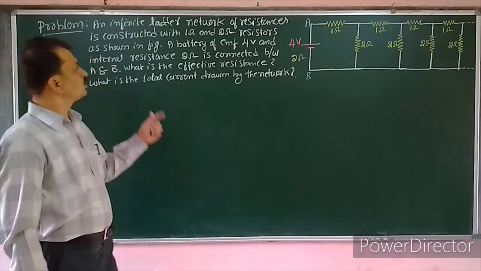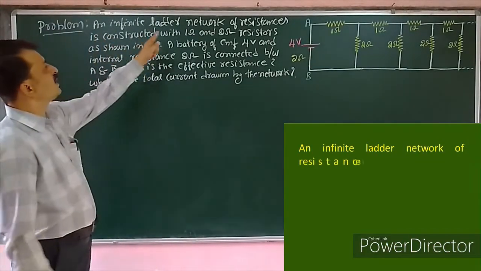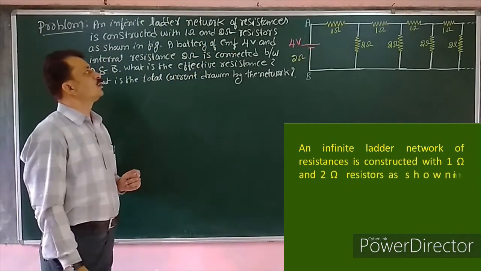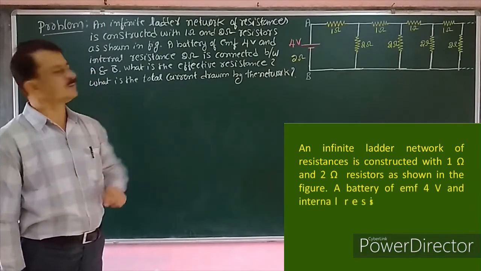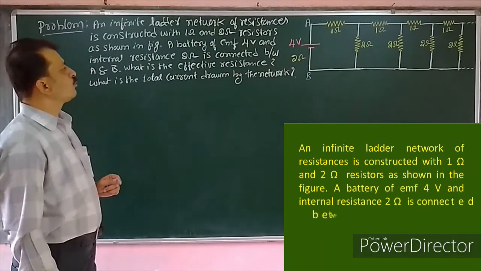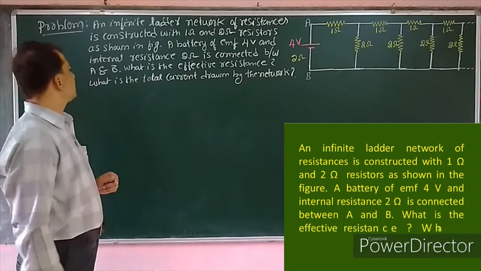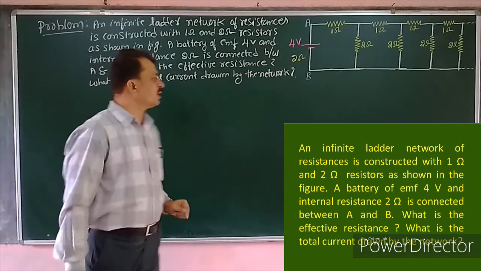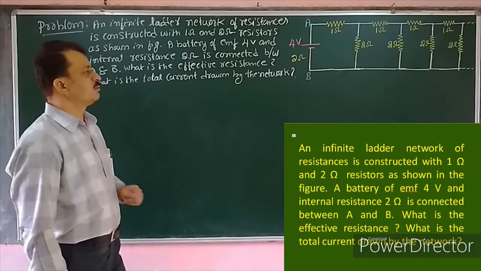One more problem. Now this problem is similar to that of the previous problem, that is an infinite ladder network of resistances constructed with 1 ohm and 2 ohm resistors as shown in the figure. A battery of EMF 4 volts and internal resistance 2 ohms is connected between A and B. What is the effective resistance of the network and what is the total current drawn by the network?